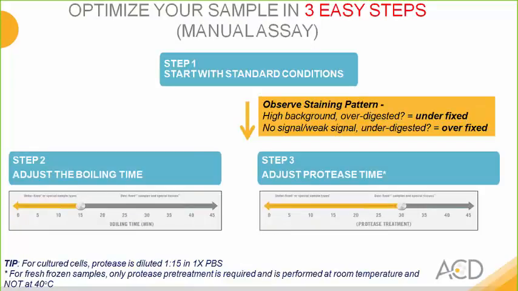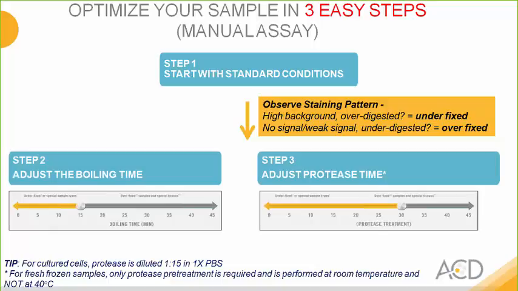When optimizing your assay and your sample, this can be done in 3 easy steps. Again, we always recommend that you start with the standard conditions. From the standard conditions, you can observe the staining pattern. If there is high background and the tissue looks over-digested, most likely the tissue is underfixed. But if you're seeing no signal or weak signal and the tissue is looking under-digested, then the tissue is probably overfixed.